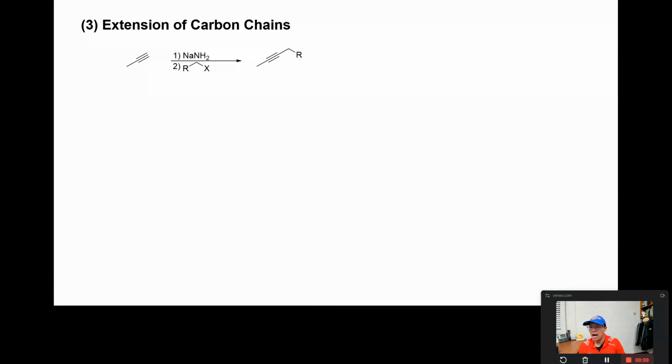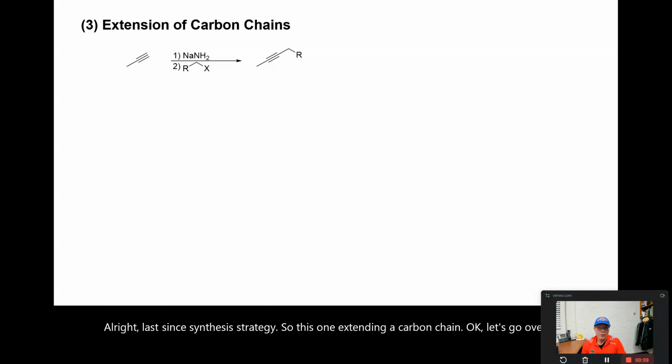All right, last synthesis strategy. So this one is extending a carbon chain. Okay, let's go over the old stuff first. Okay, this is how we extend the carbon chain.